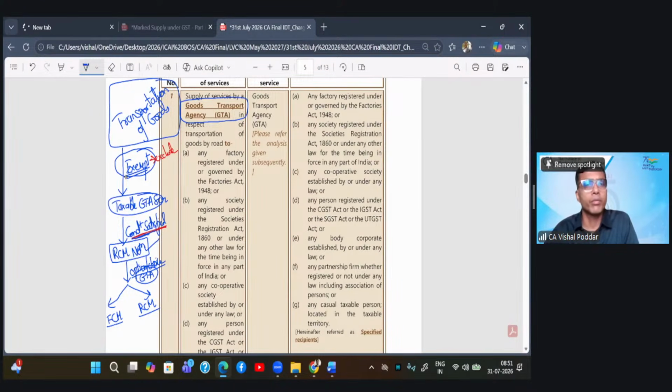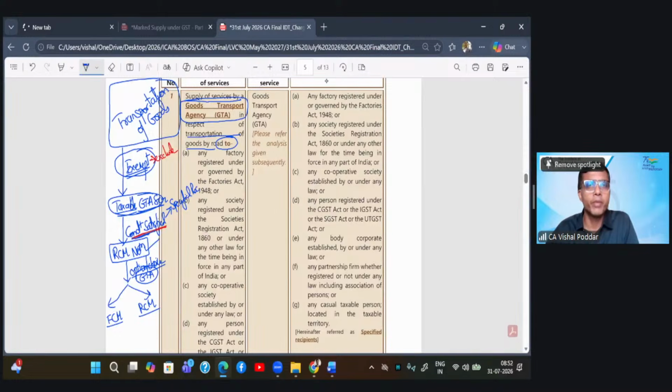But for the remaining items, which are not in exemption, which you can say are the taxable GTA service, now you have to check whether the conditions are satisfied. So what is the condition? The condition is that the supply of this GTA service, which is the service of transportation of goods by road, should be done to the following specified recipient. So the recipient should be a specified recipient.